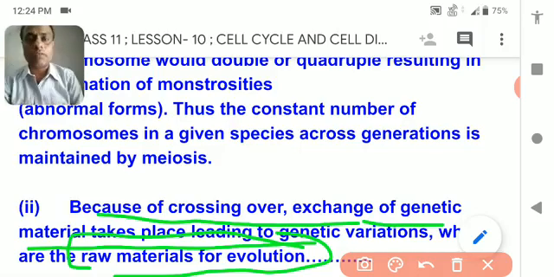So it is the end of this chapter, lesson 10 of class 11, cell cycle and cell division.